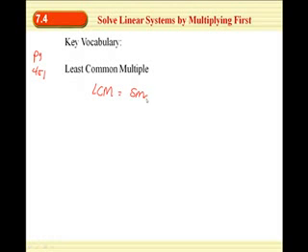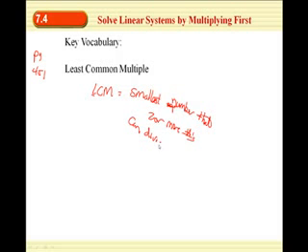It's the smallest number that two or more numbers can divide into evenly. So for example, 2 and 6, the least common multiple of 2 and 6 would be 6. 6 can go into 6, 2 can go into 6.